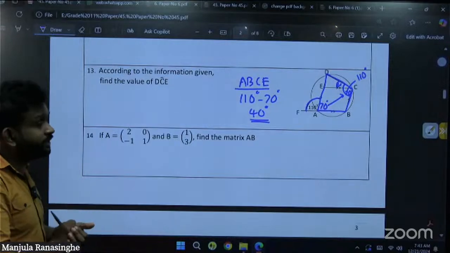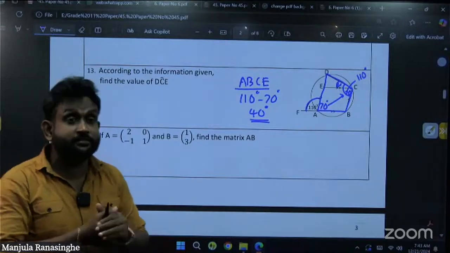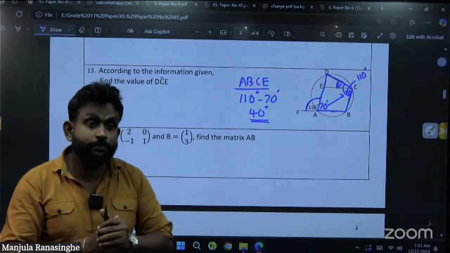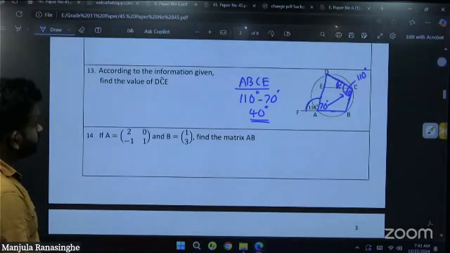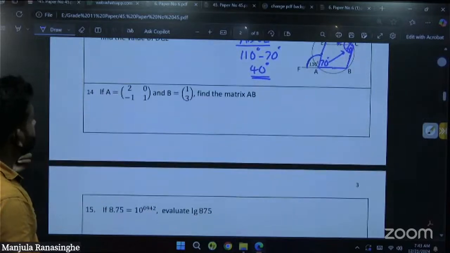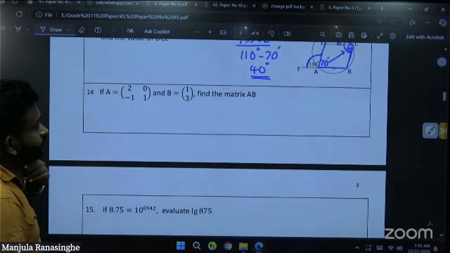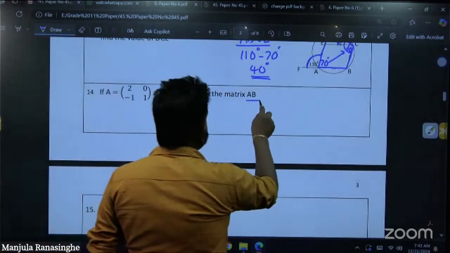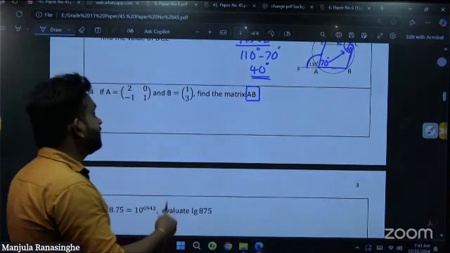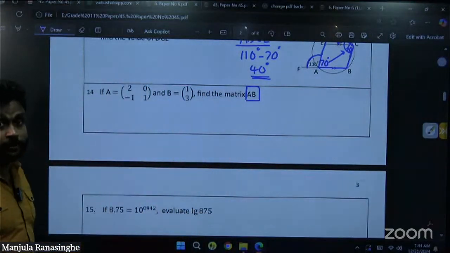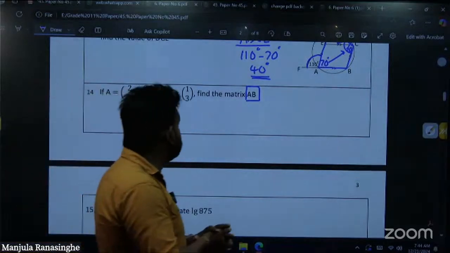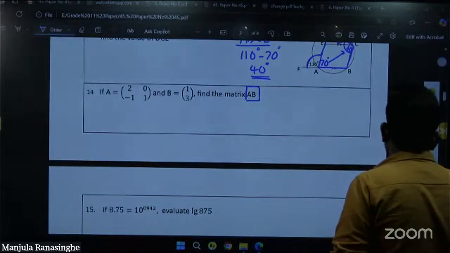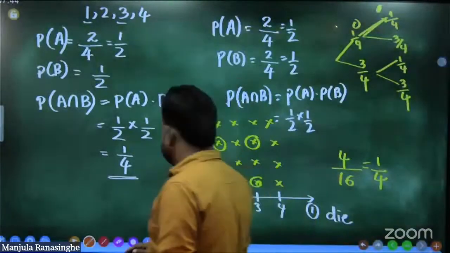Okay, in the first paper, the reasoning is not compulsory to write, not compulsory in the paper 1 questions. So question 13 done. 14, if A equals this one, B equals this, find the matrix AB. AB is a product, so normally we can see the multiplication of matrices. This is a somewhat hard question for the students, right? Check here. Right now I will multiply the two matrices.